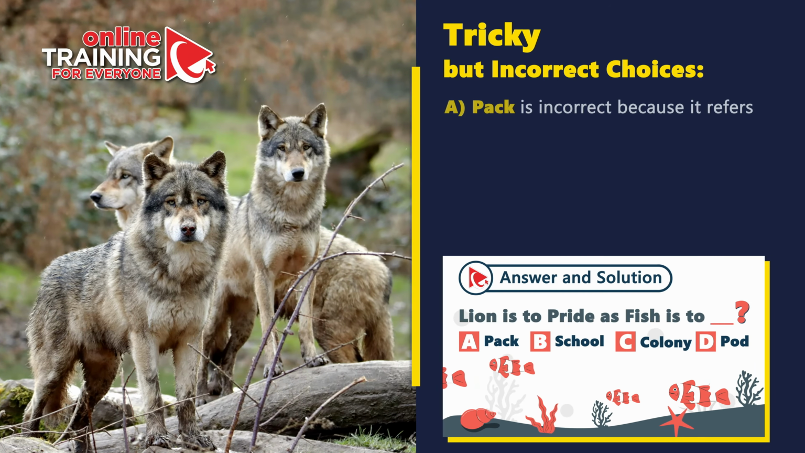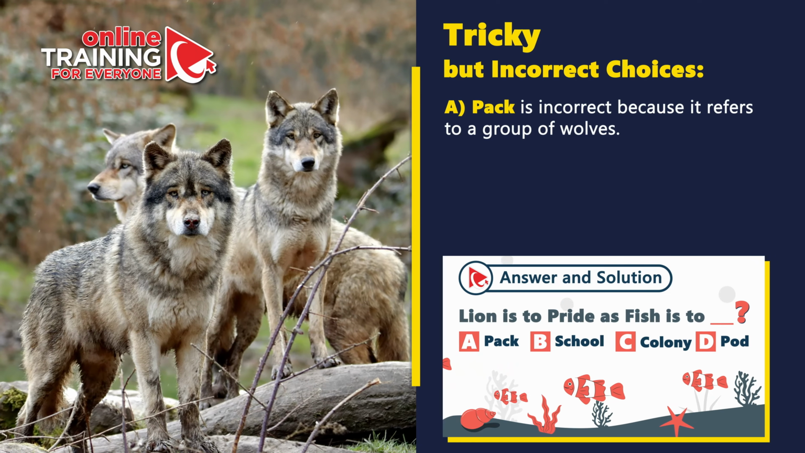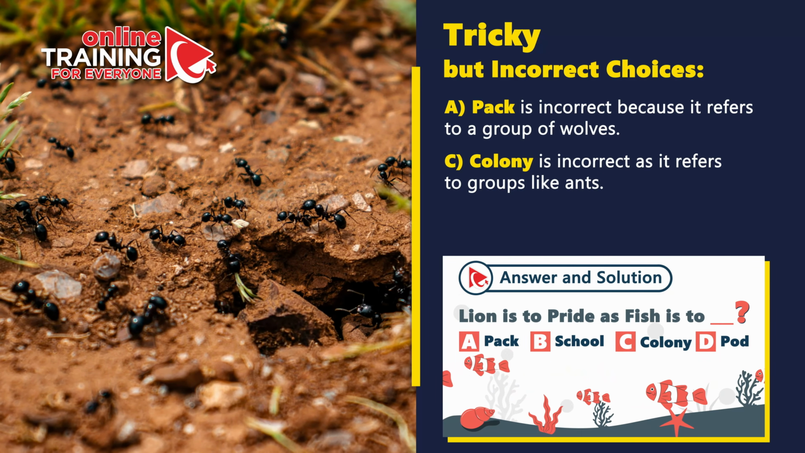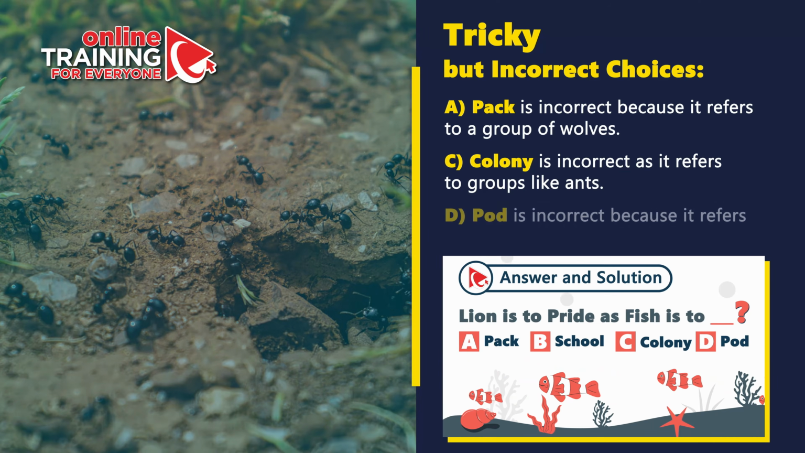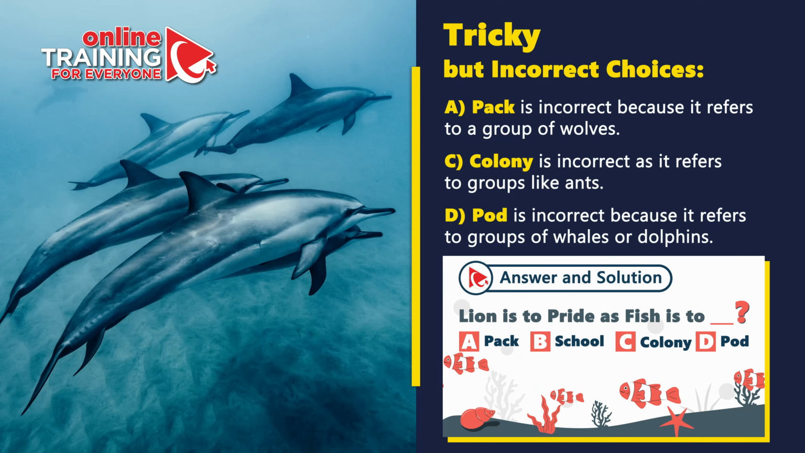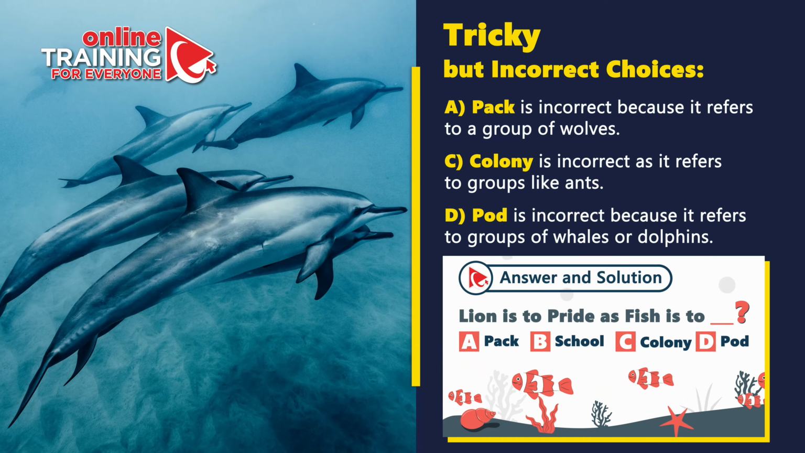Choice A, pack, is incorrect because it refers to a group of wolves. Choice C, colony, is incorrect because it refers to the group of ants. And choice D, pod, is incorrect because it refers to the group of whales or dolphins. Which leaves us with school.